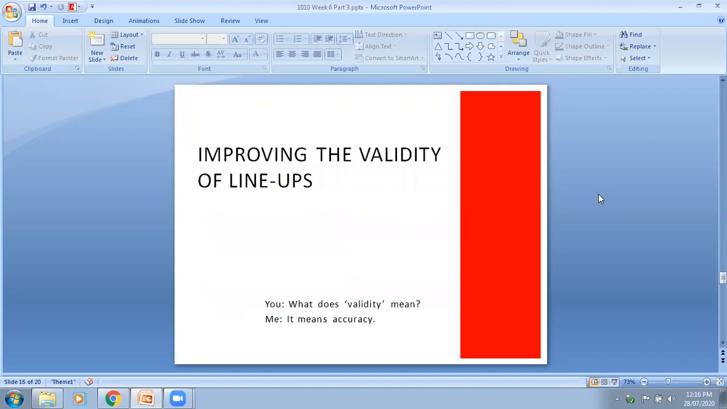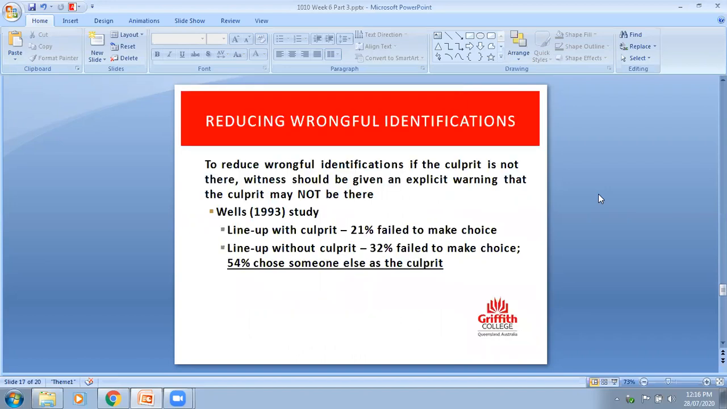So how can we improve the validity of lineups? What does validity mean, I hear you say? Well, it means accuracy. And I would suspect that after doing 1009 with my ESSA by now, you'd have a pretty good idea what validity means. How can we reduce wrongful identifications? So maybe we need to tell the person, the witness, that the culprit might not be there. It's really important that they know that it's okay to say that they can't see the person. That way they don't have to make a choice if they don't see the person.